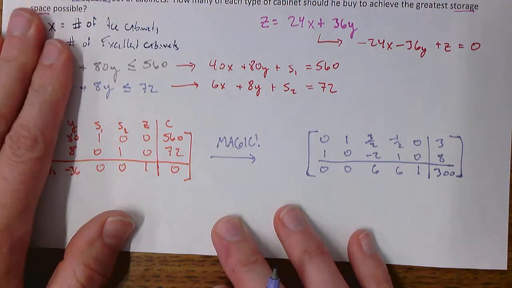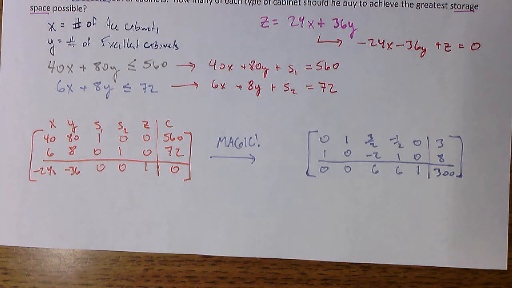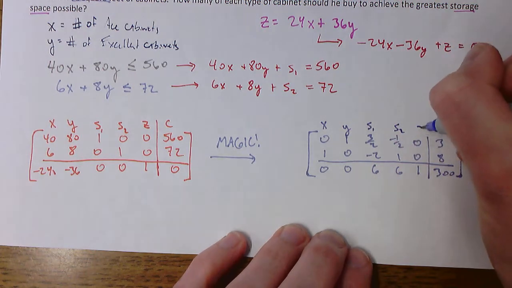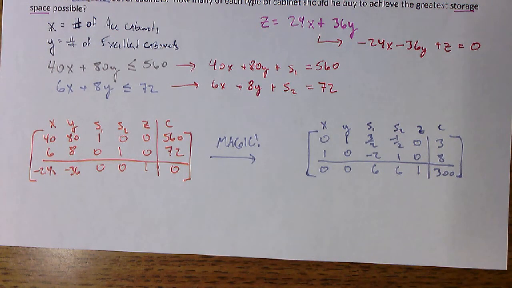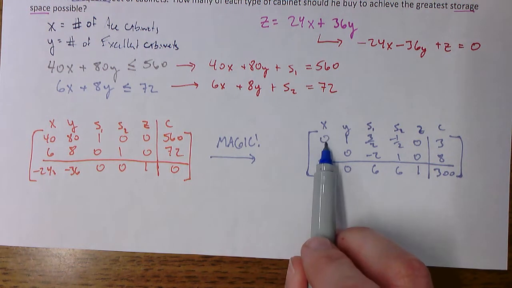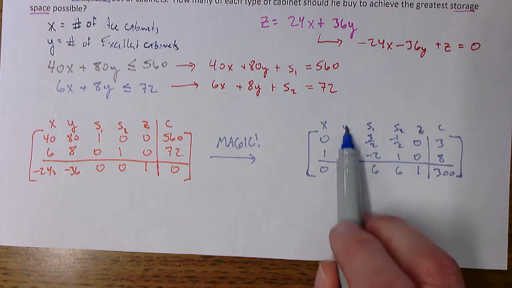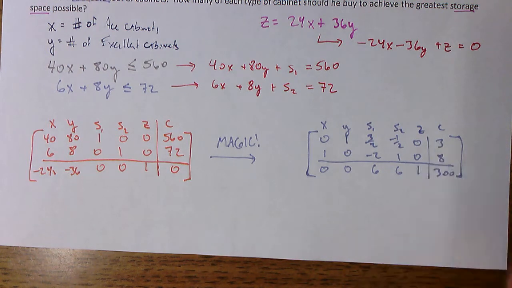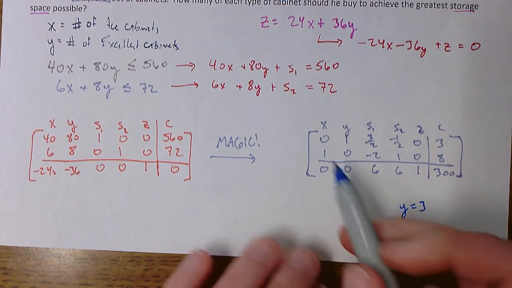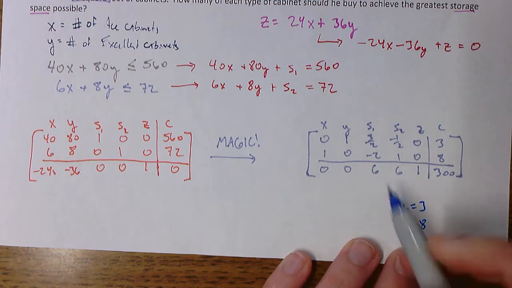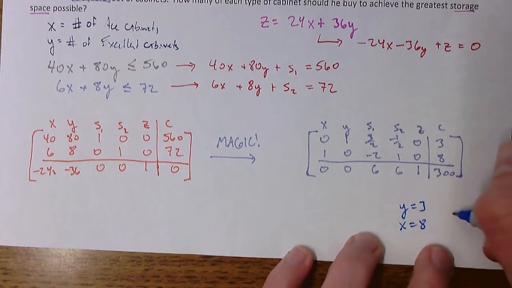All right, so now from here, you just need to be able to read your answers. You might be tempted to say, oh, x is 3 and y is 8. But that's not actually true, right? Because remember, this is x, this is y, slack 1, slack 2, z, and our constant. When we look at these equations and what information they actually give us, in this top row, it's saying that there are no x's and there's one y. And then we're ignoring our slack variables. So this top equation actually says that y equals 3. This equation is telling me that 1x equals 8. And then the bottom equation is telling me that z is 300.